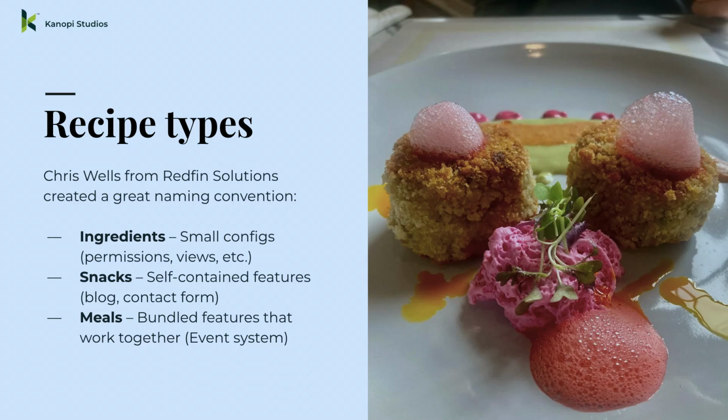So that might be in core, we have the tags taxonomy. That's a single recipe. And then we have the article taxonomy. Those might be building blocks to get into the higher things. So ingredients, snacks, and meals is kind of like atomic design. There's a way to stack recipes.